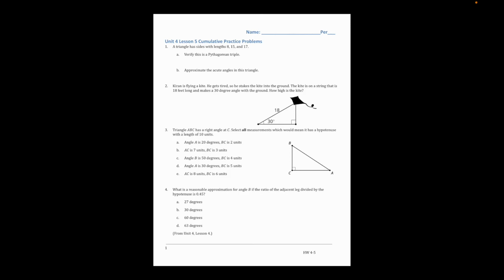Hey everyone, it's me, Miss B, and in today's video, we are looking at the Unit 4, Lesson 5, Cumulative Practice Problems. And this is from Illustrative Math Geometry.